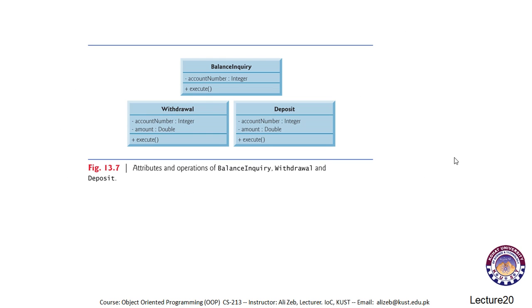By looking at the diagram, we can identify that these three classes have some common details. For example, the account number is common among all of these classes, the amount is common among all of these classes, and the execute method is common among all of these classes. So we can try to have a superclass for all of these classes and then add them as part of their superclass to the class diagram.